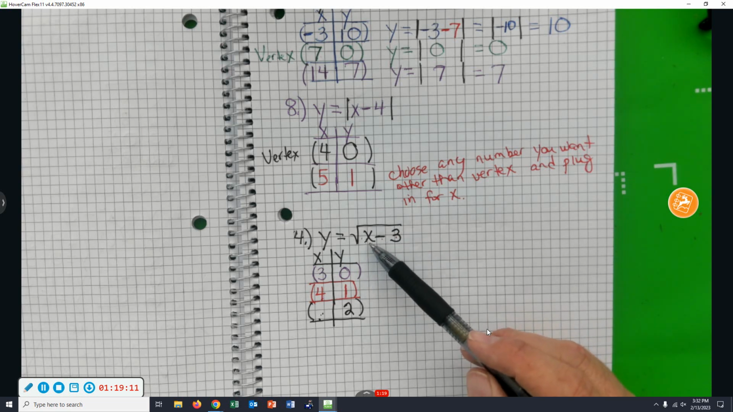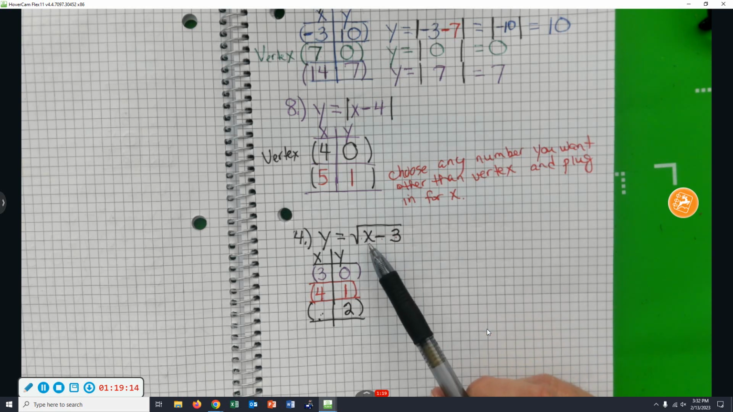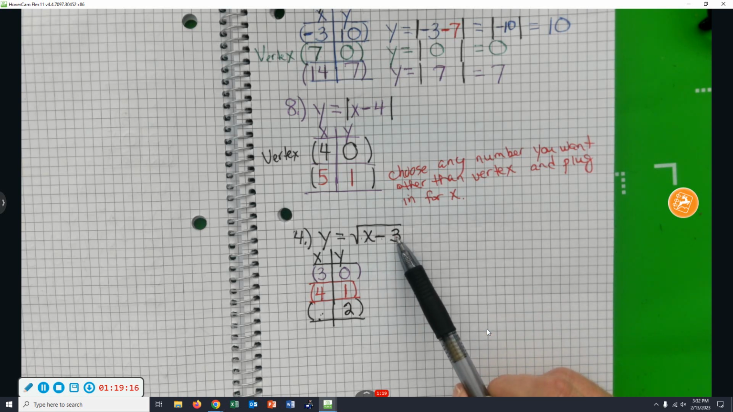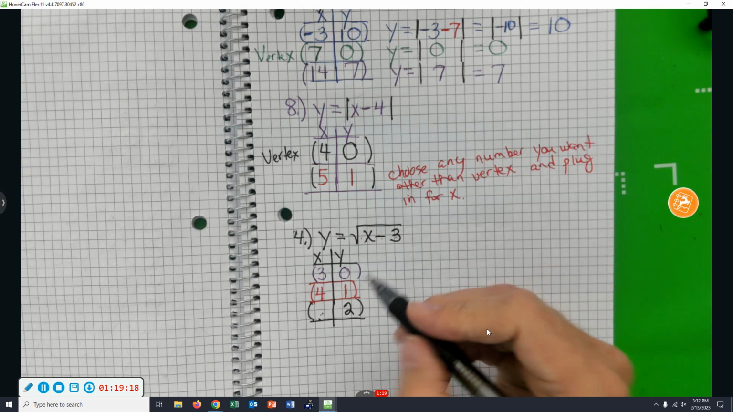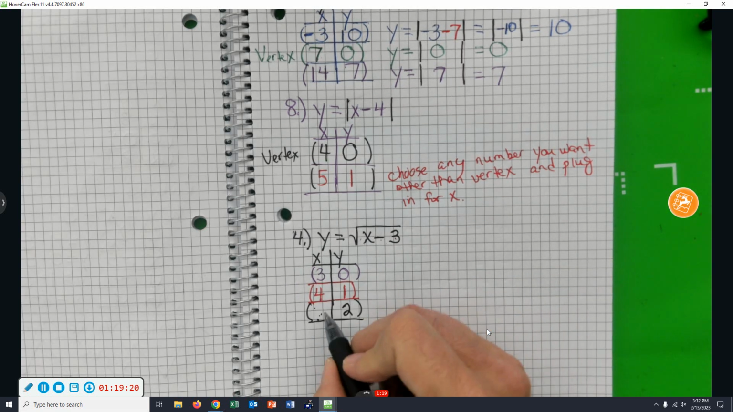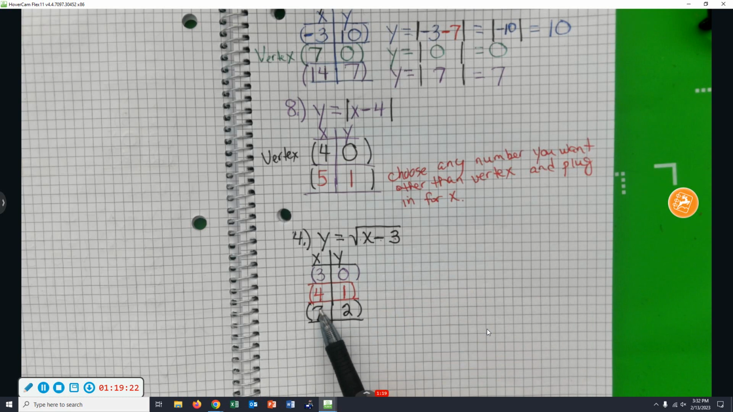7? Did I hear 7? If we plugged a 7 in here, 7 minus 3 would give me a 4. And the square root of 4 is 2. Do y'all see why I'm saying 7? If x were 7, if you want to get out your calculator and get some decimal numbers, that's fine.